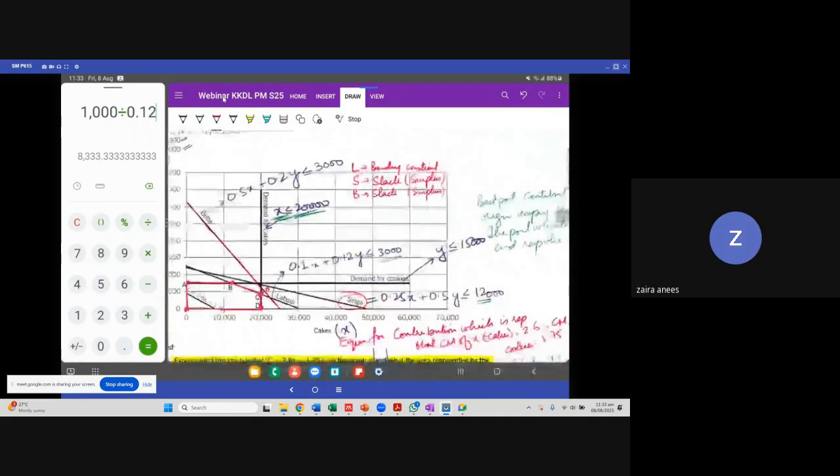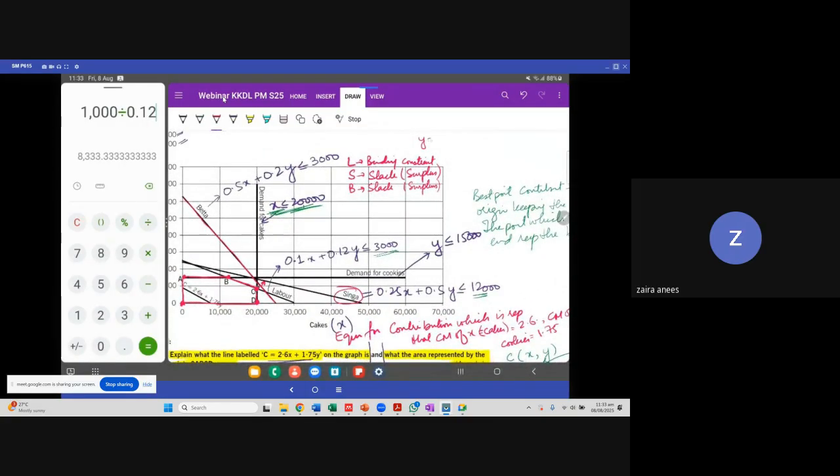Okay. Right now Y is 8,333.33 and X is 20,000. So the second option, if you don't want to do it via graph, is to simply put these X and Y in these equations, right? This part is showing the consumption now. So if consumption is less than the available quantity, that means this is the slack.